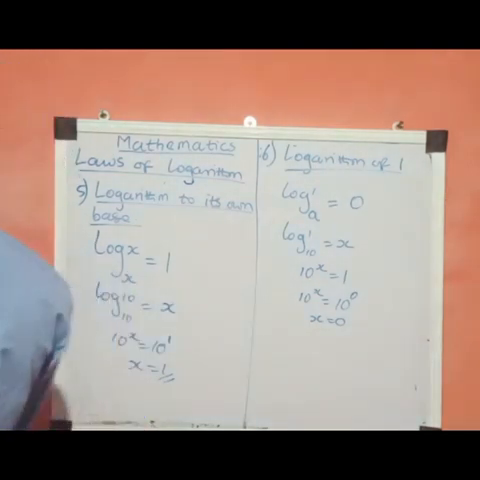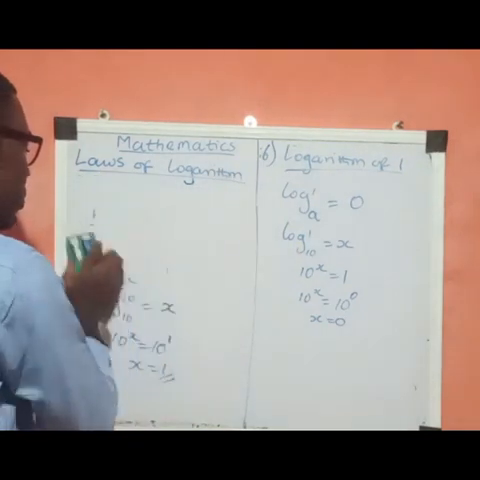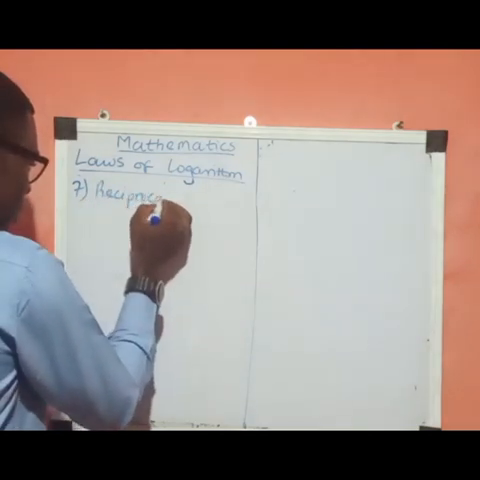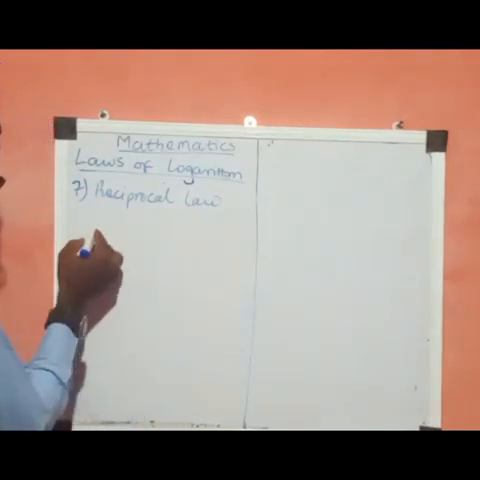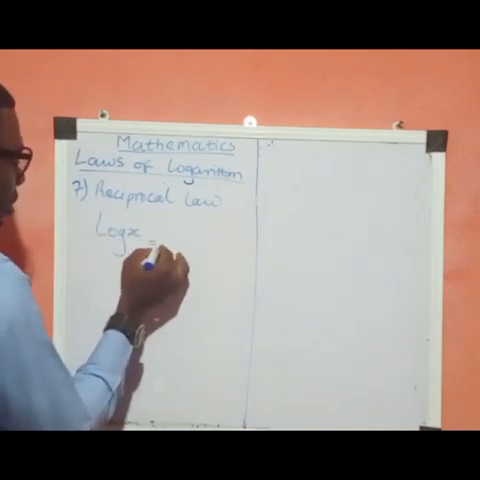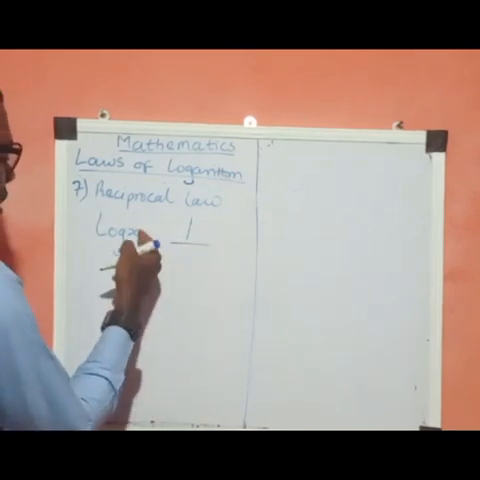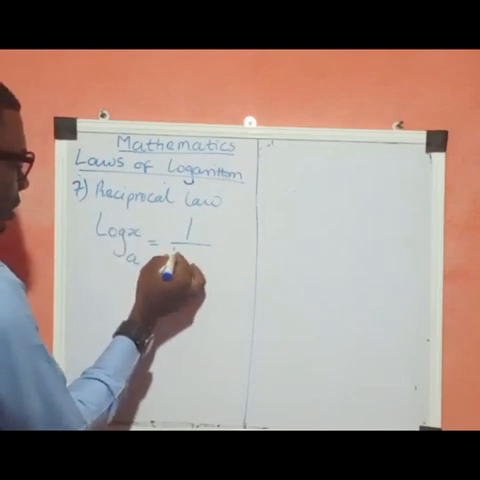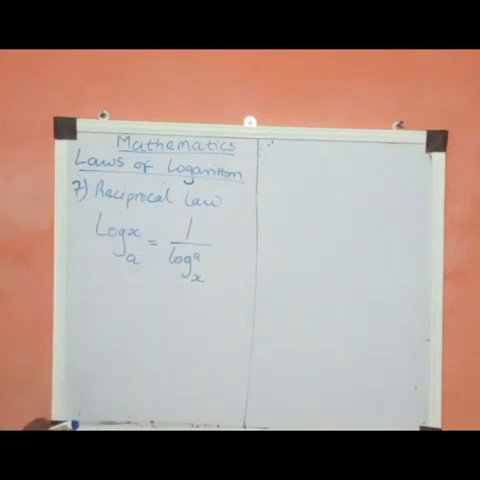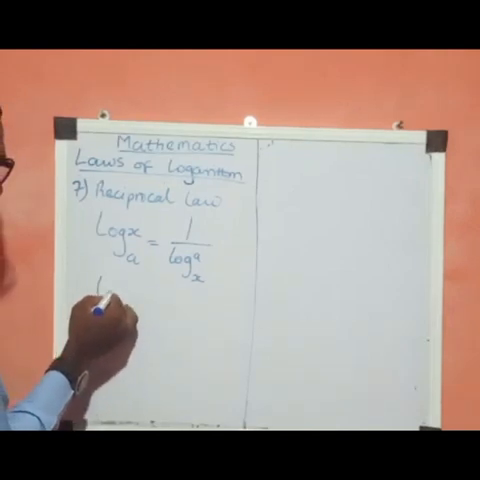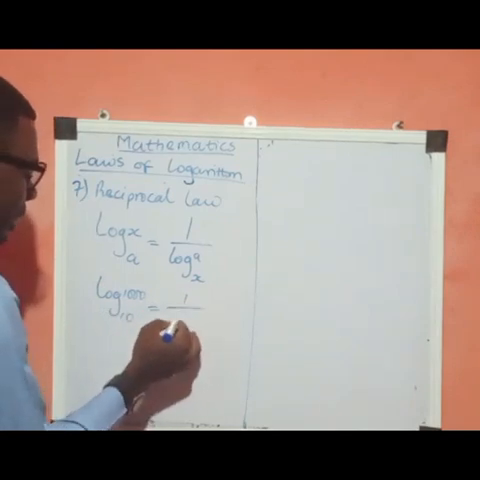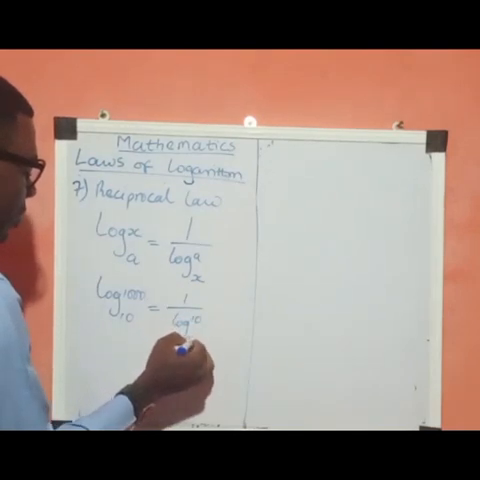Okay, the seventh law. The seventh law we call the reciprocal law. It says that the log of x to base a is equal to 1 all over the log of a to base x. The base becomes the number and the number becomes the base. Okay, that is what we mean by reciprocal. So if we want to get the log of say 1000 to base 10, we say it is equivalent to 1 all over the log of 10 to base 1000.